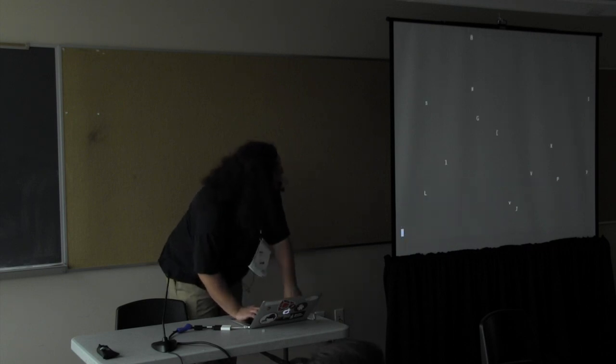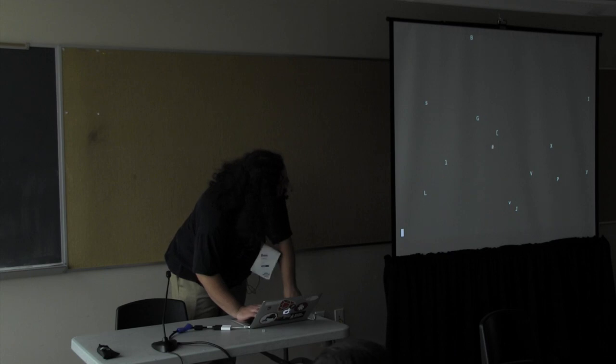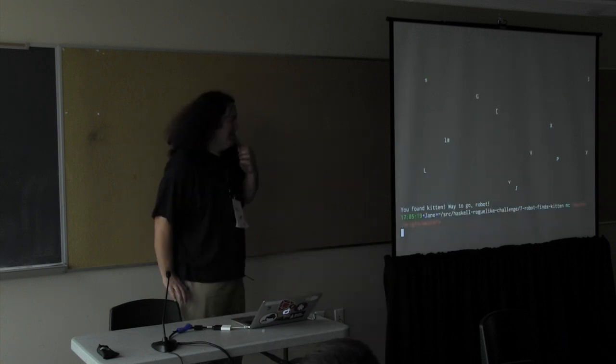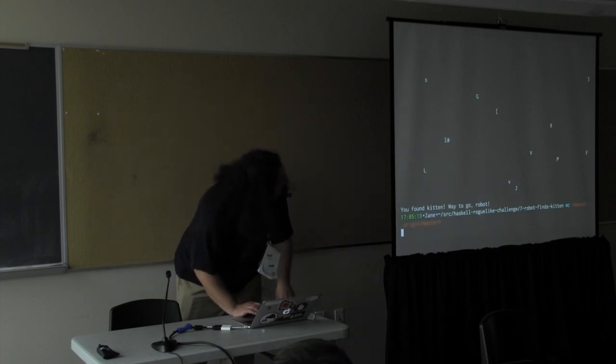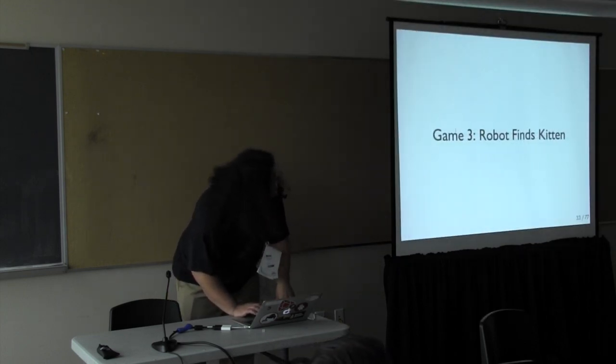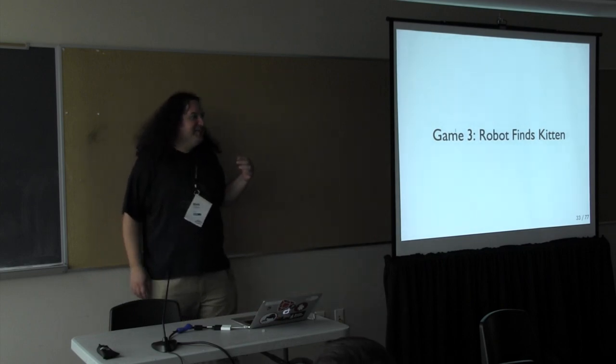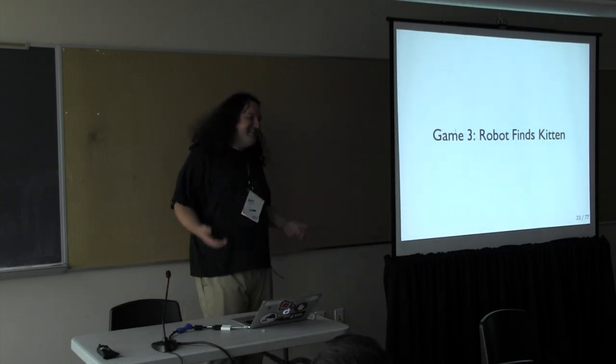So the basic idea is you are a robot. That's this number sign here that's moving around. And there are a lot of objects in the world that are not kitten. But you are wandering around looking for the one that is kitten. And then everybody's happy because kitten.